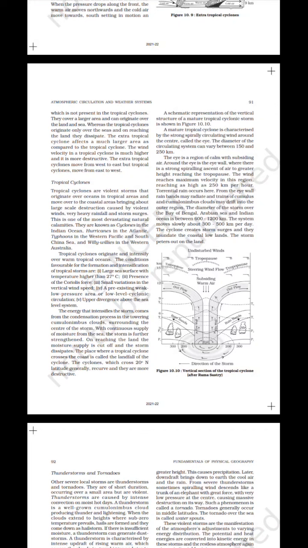The system moves slowly, about 300 to 500 kilometers per day. The cyclone creates storm surges and they inundate the coastal lowlands. The storm peters out on the land. Take a look at figure 10.10, vertical section of the tropical cyclone, after Rama Sastri.